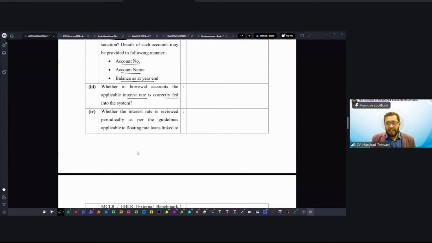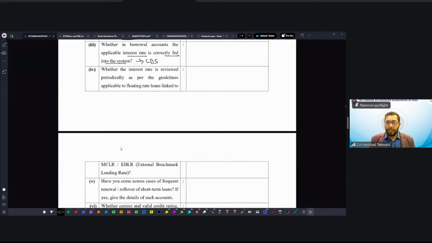Whether the interest rate is appropriately fed into the system. Now, system, remember we talked about CBS. Then interest rate benchmarking. A lot of the time, you might have heard that the policy rate has been changed, the repo rate has changed, so now loan interest rates will be changed. So whether those rates are revised or reviewed periodically as per the floating rate guidelines, or if they are linked with any external benchmark, MCLR, EBLR, whether they have been revised as per the guidelines.